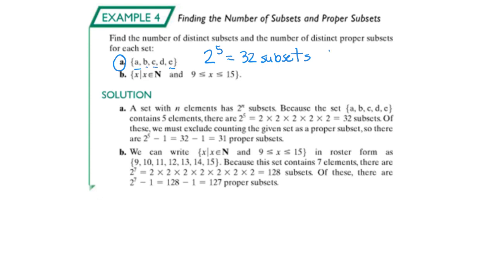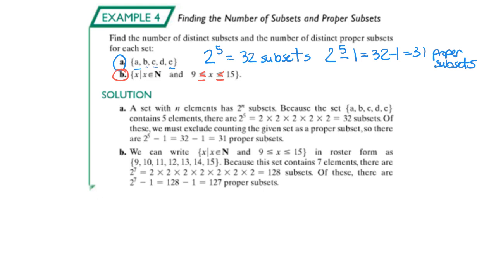Now, if I take the 2 to the 5th power and subtract 1, I am going to get 32 minus 1, or 31 proper subsets. So to find the number of subsets and the number of proper subsets, we need to know how many elements will be contained in that set. If we look at part B, x such that x is an element of the natural numbers, and we have that 9 is less than or equal to x, which is less than or equal to 15.